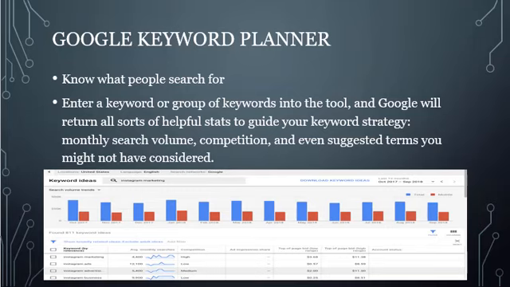And finally, we have Google Keyword Planner. It helps us to know what people search for. Here we just need to enter a keyword or group of keywords into the tool and Google will return all sorts of helpful stats to guide your keyword strategy. Monthly search volume, competition and even suggested terms you might not have considered.